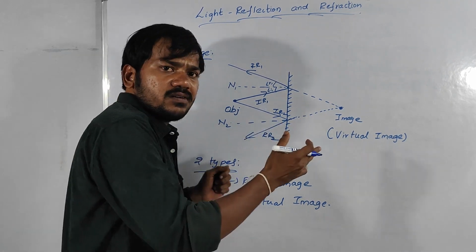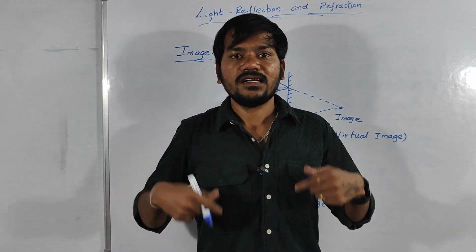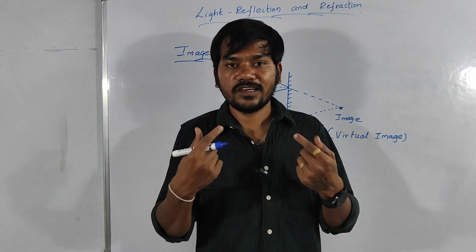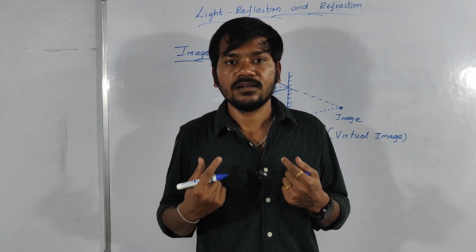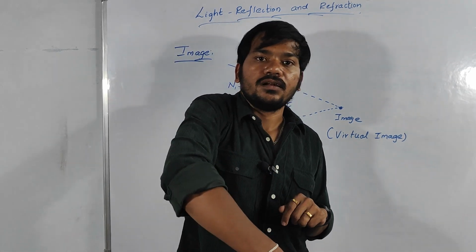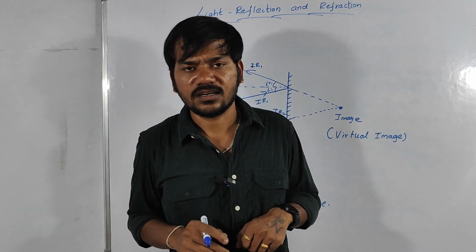You may ask me, sir, erect, what is this? Erect means that if I am standing straight, the image is formed in the same orientation, in the same phase, or with the same angle. That is said to be erect. But when it is anti-parallel, that is said to be inverted, which we will be discussing in the future.